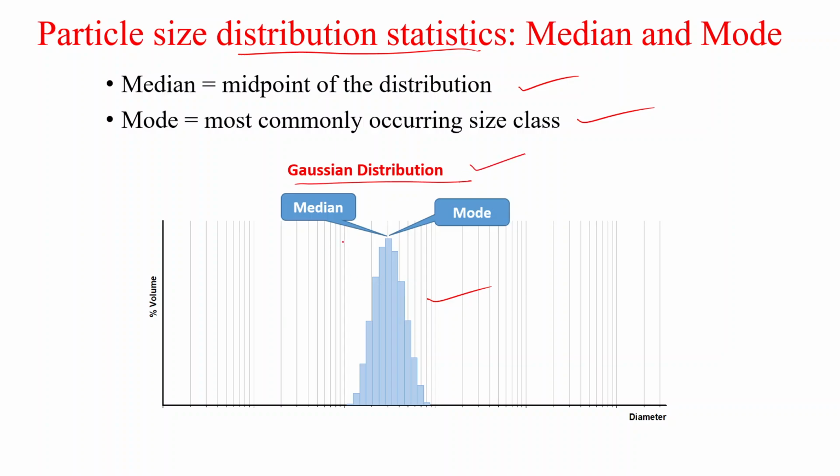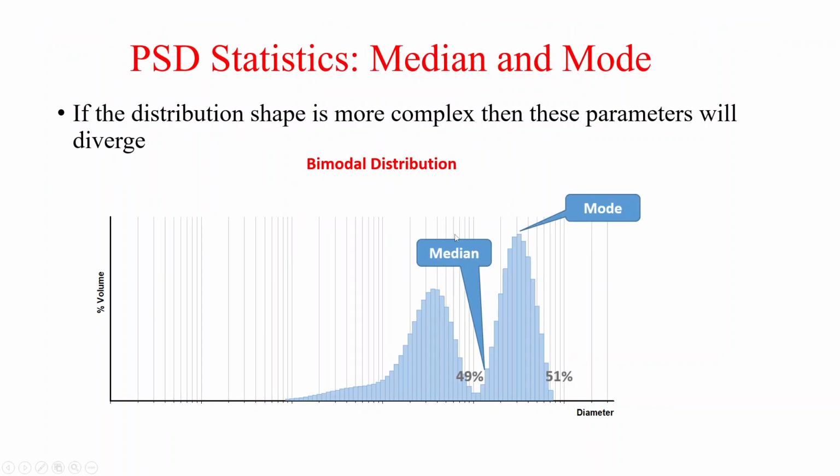So the median is actually the midpoint of the distribution, that is 50% of the particles are less than this size and 50% of the particles are greater than this size, and the mode is the most commonly occurring size class in the sample. Now if the distribution is bimodal, so the distribution shape is more complex, then these parameters may diverge. Here we can see that 49% are less than the median size, and 51% are more than the median size in the sample.